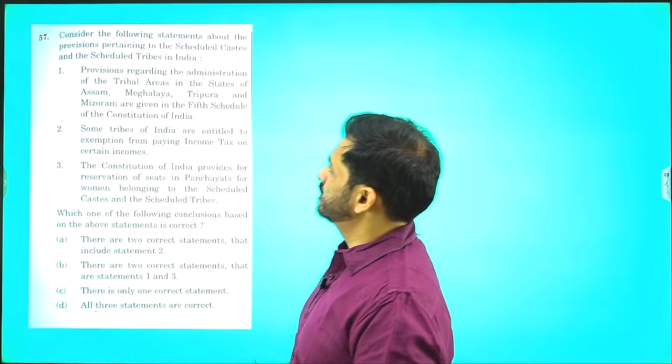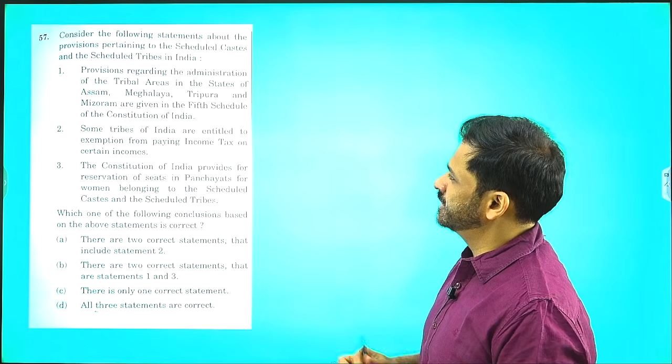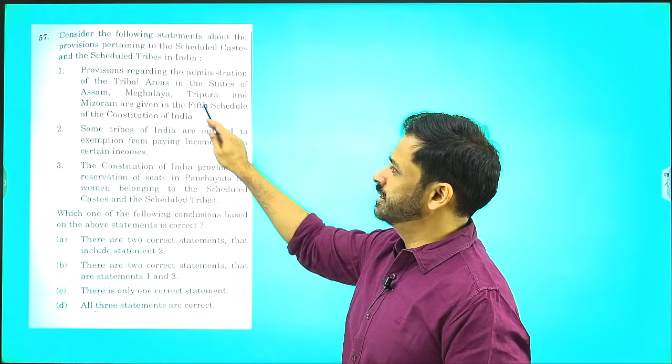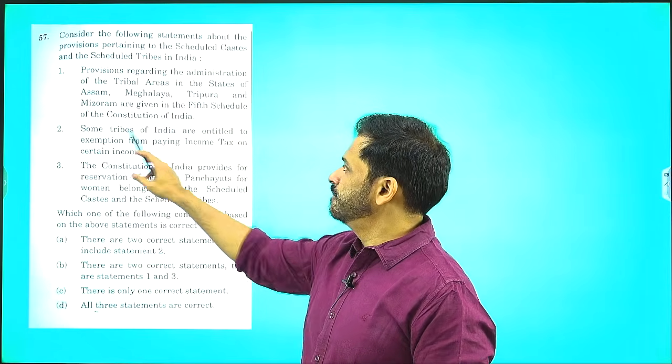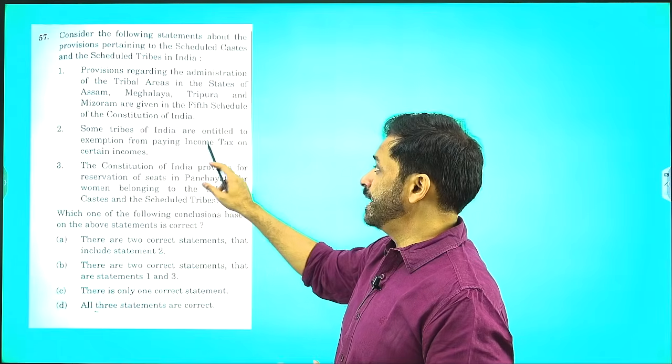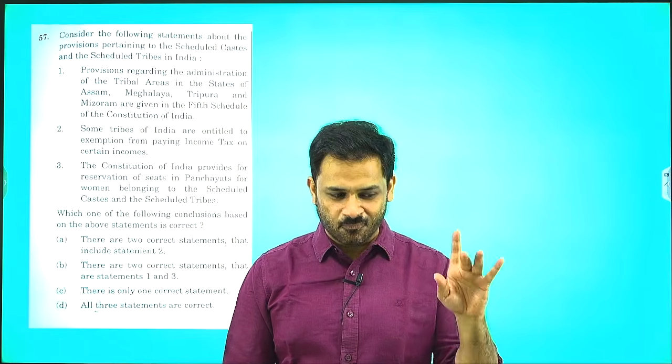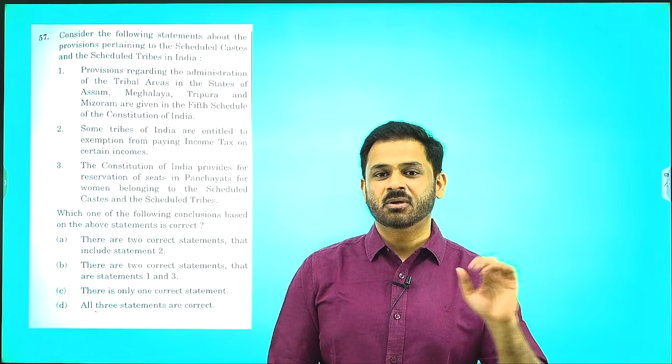Okay, the question on scheduled caste and scheduled tribe. The first statement is obviously not correct because this is related to the 6th schedule, not the 5th. Some tribes in India are entitled to exemption from paying income tax on certain incomes. Now there may be a possibility that you don't know this fact. This is clearly mentioned in the Income Tax Act, the IT Act of 61. It is clearly mentioned that some notified tribes of certain areas will be exempted.